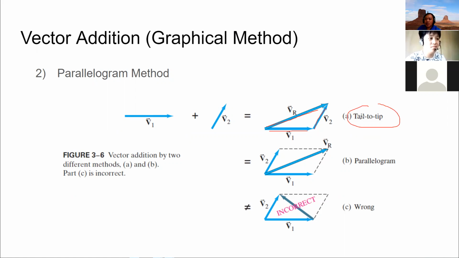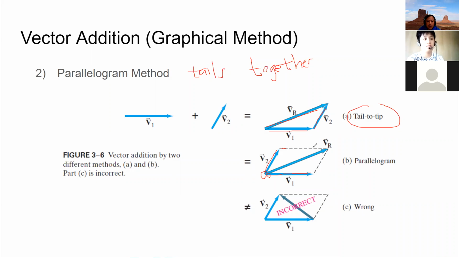So this one, draw it tail to tip. And when I say parallelogram method, this letter B, you draw tails together. Meaning, their tails are joined together. You do not do tail to tip. So for the parallelogram method, it's like this. You draw V1 there. So this is the tail. Then V2 here, you also join the tail to V2 here. This is the tail. So tails together. Follow? And then after having tails together, you can complete the parallelogram. Let's say parallelogram, draw a parallel line to this.